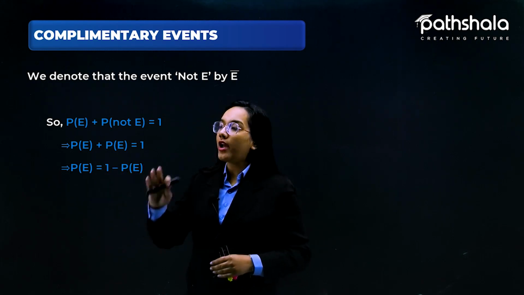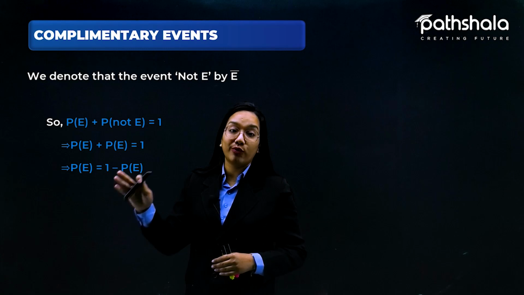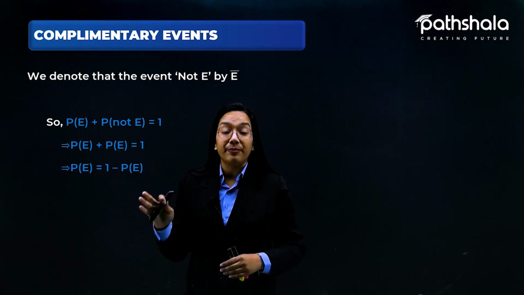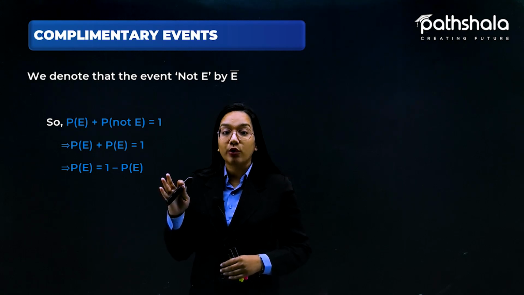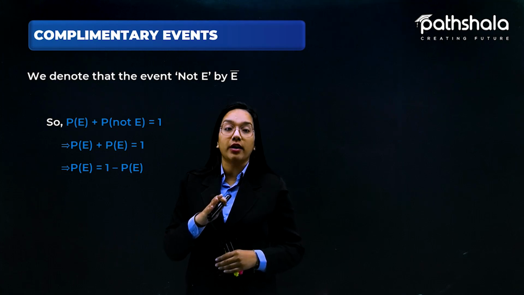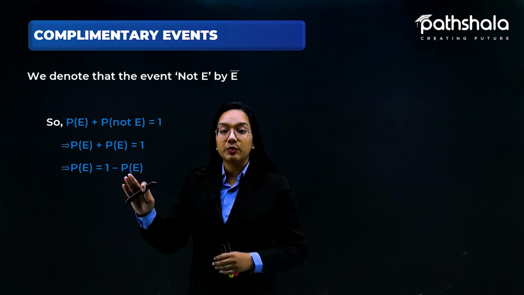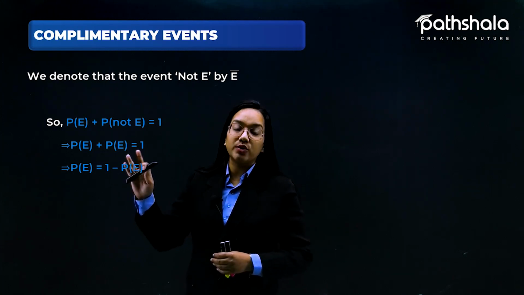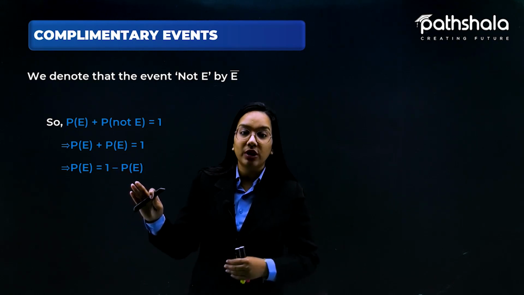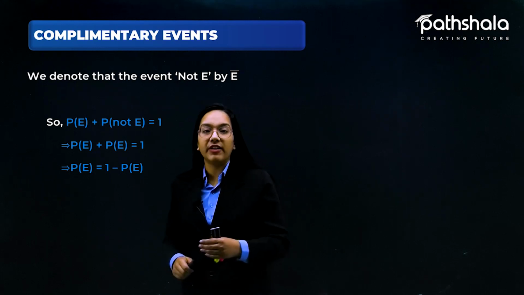So this formula helps us in order to find the probability of any particular event E. Whenever we want to find the probability of the occurrence of the event E and we are given the probability of non-occurrence, then we can find it using this formula: the probability of the occurrence of an event E is equal to 1 minus the probability of the non-occurrence of the event E.